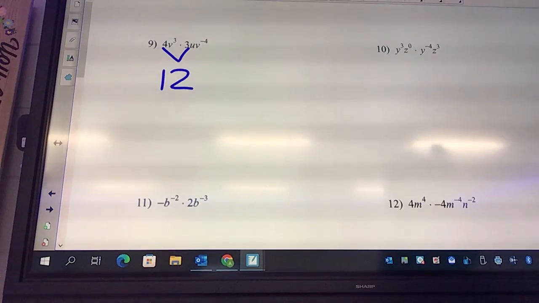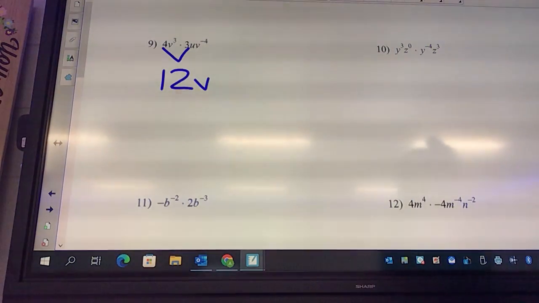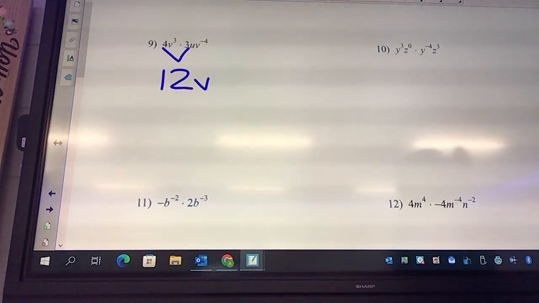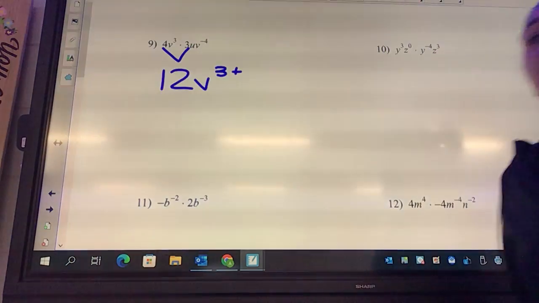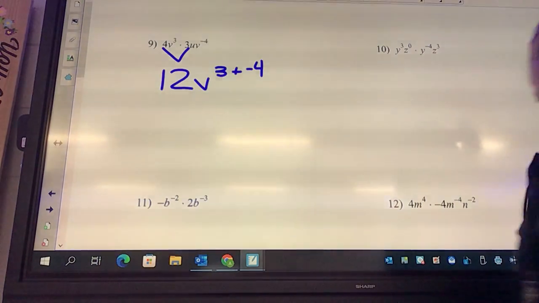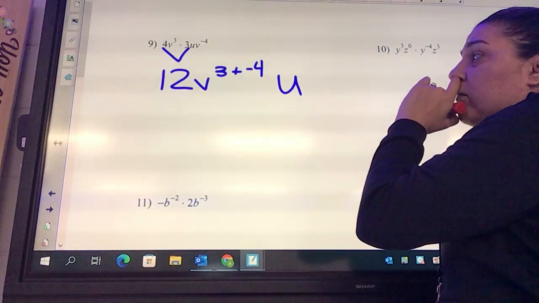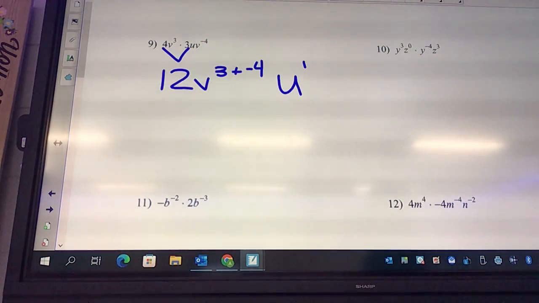Okay, so we know we have V's. So say V, and what do we do with the exponents? With the multiplication rule, what do you do with the exponents? We add them. So I got V^3 plus what? Negative 4. Okay, and then what other letter do I have? U. I also have a U to the what power? 1. And there's no other U, so we just leave it as U to the 1.